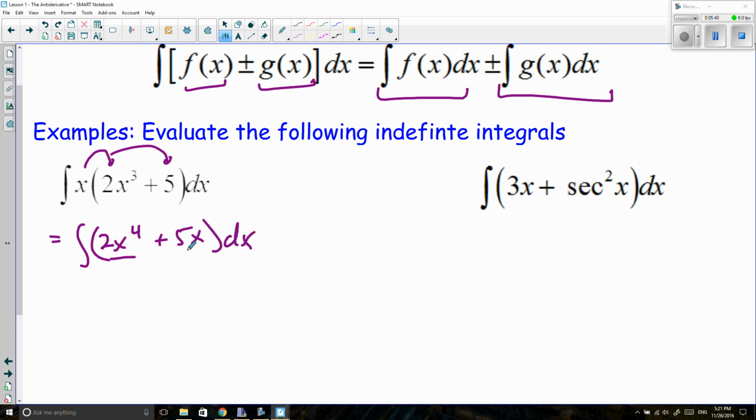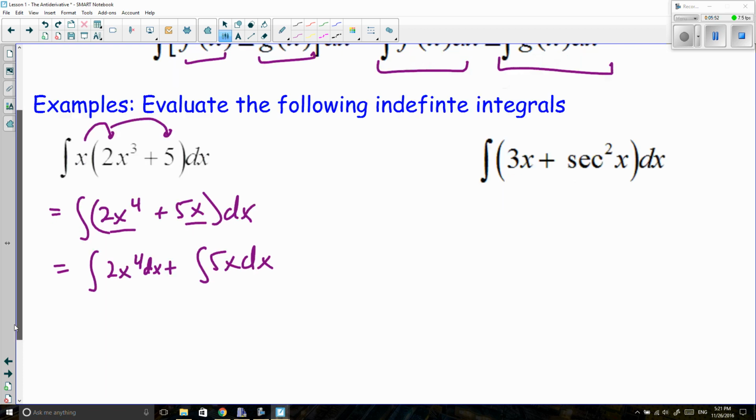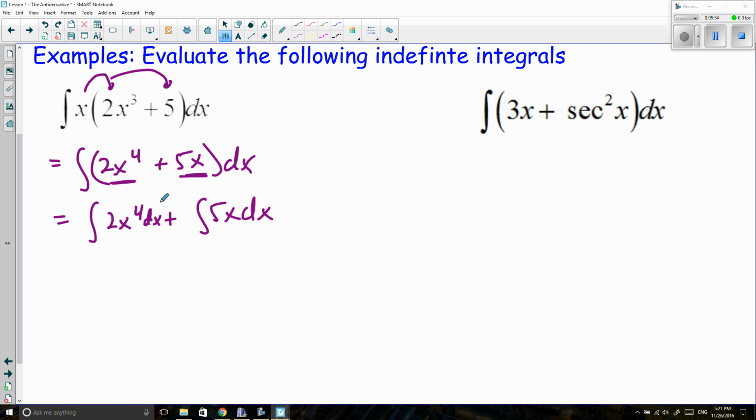And by the way, I can split this up. I can go integral of 2x to the power of 4 plus integral of 5x to the power of 1 with respect to dx. And I forgot I put dx right there. So you can split it up. You don't have to. You could just deal with each of these terms individually. It really doesn't matter which way you do it. When we do areas, sometimes you might want to split it up.